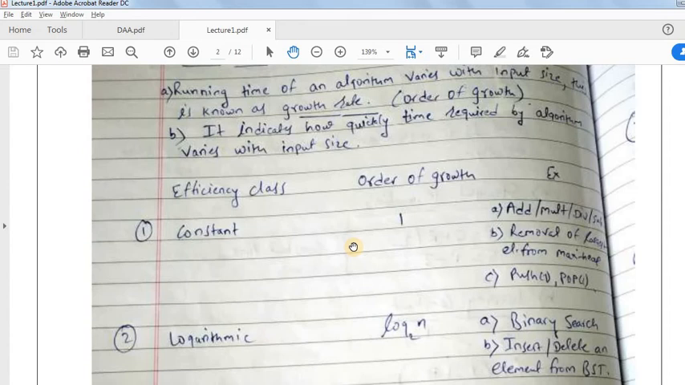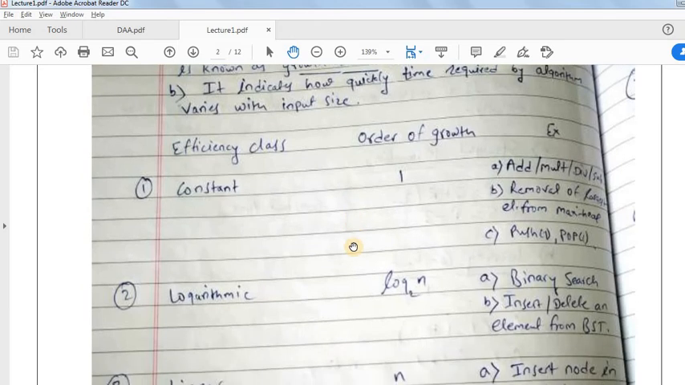Based on this growth rate, we have a classification of our algorithms into various efficiency classes. Several classes exist. Out of them, prominent classes have been discussed. The first efficiency class is constant. This class will have all the algorithms or problems which require a constant amount of time for execution. You can observe, efficiency class is constant, the growth rate is 1 or k. These algorithms will require a constant amount of time for execution.